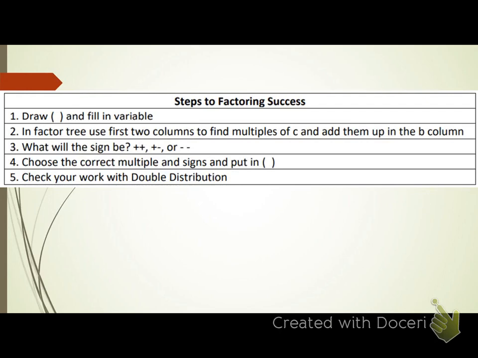Number 3, we ask ourselves, what will the sign be in the parentheses? The signs in the parentheses will either both be positive, both be negative, or be different. One positive, one negative. And I'll show you how we get those when we get to our examples. Step 4, choose the correct multiple and signs and put in parentheses. And then step 5, check your work with double distribution, or as we called it previously, FOIL. We can always FOIL it out. And if we get back to our original polynomial, we know we factored it correctly. So I'll give you a little bit of time to write these steps down.